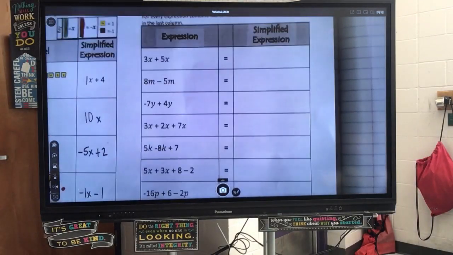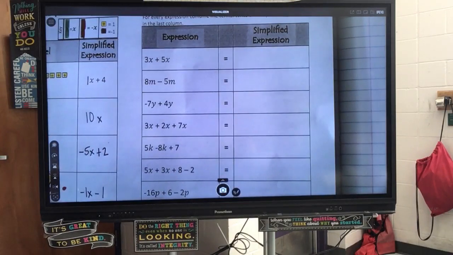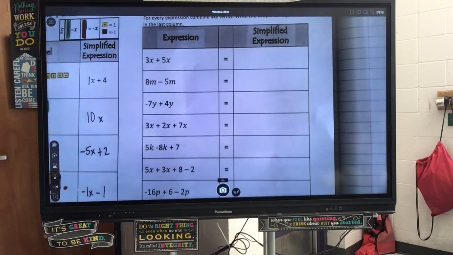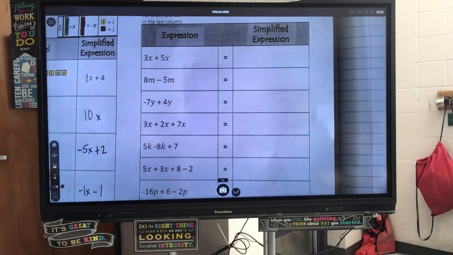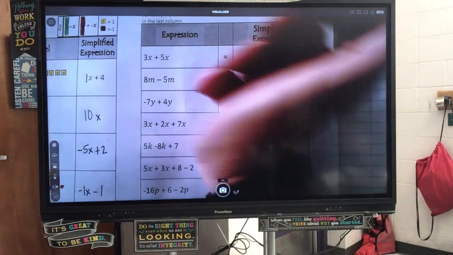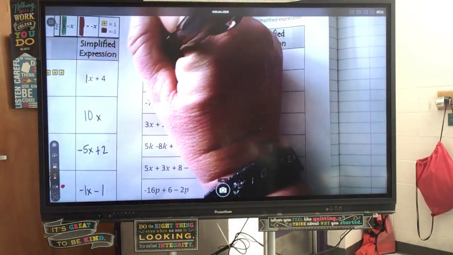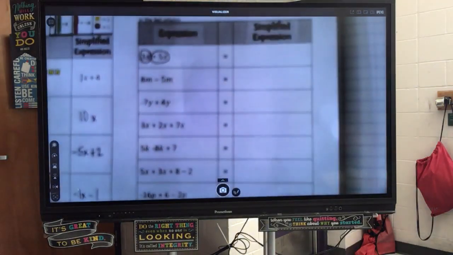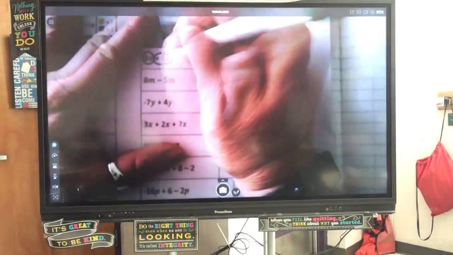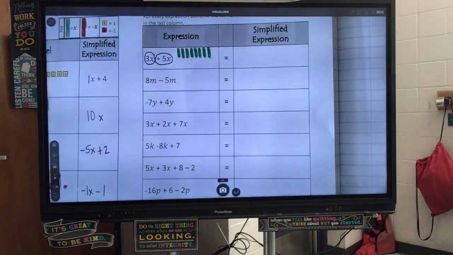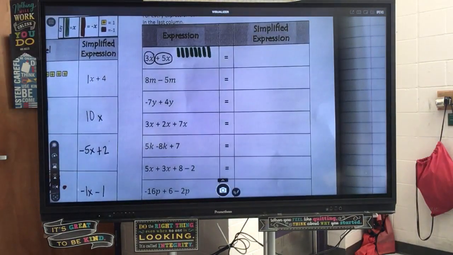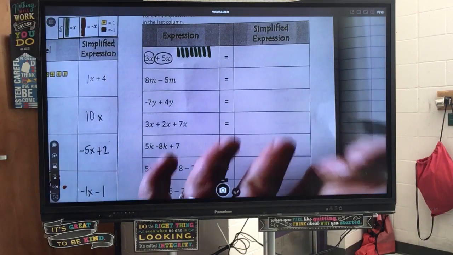Alright, so it says for every expression combine like terms, write this simplified expression in the last column. Alright, so over here we have 3x plus 5x. Can I combine anything here? Alright, what can I combine, Joy? 3x and 5x, because they're not negative. Alright, so I can combine the 3x and the plus 5x, which technically is going to give me 1, 2, 3, 4, 5, 6, 7, 8, right? Yep. So then what is my answer gonna be? What is my answer gonna be? Ronnie? 8x. 8x.